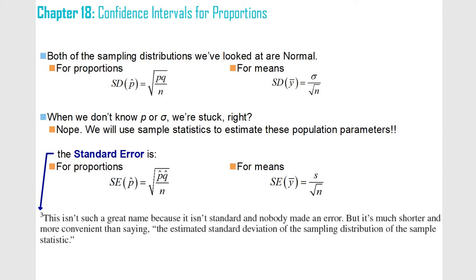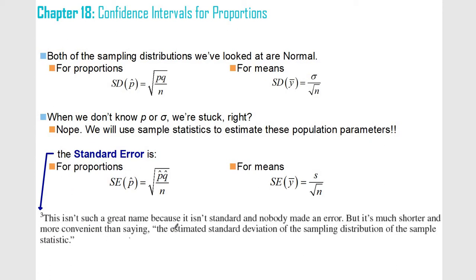All right, so before, when we did sampling distributions, they were normal, right, with a standard deviation for proportions and for means is this. But what if we don't know the population statistics? Are we just stuck? Well, no. We're going to use sample statistics. Based on our sample, we're going to estimate what that population standard deviation is. We're going to call that the standard error.